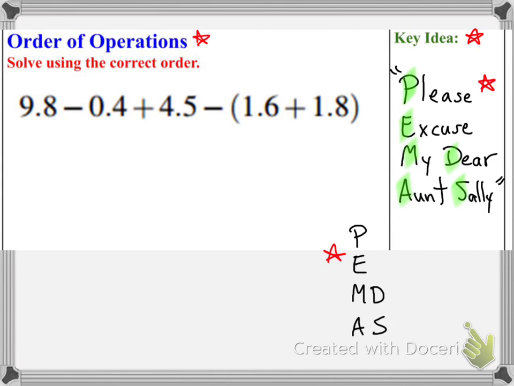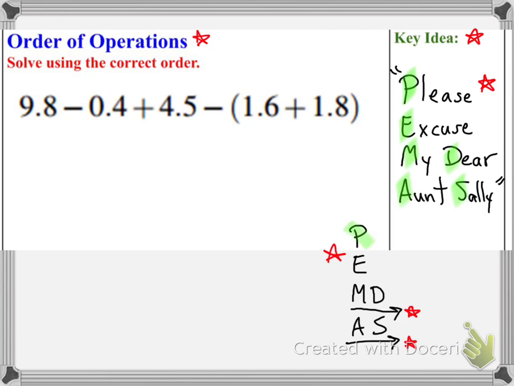But remember that multiplication and division have to be done in order from left to right. The same thing goes for addition and subtraction. So if you drew those 2 arrows, then you get a star for each because that is very, very important. So now we're going to start from the beginning.